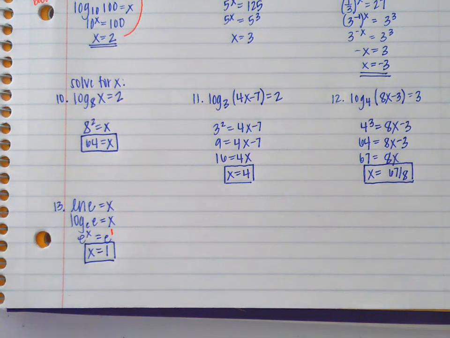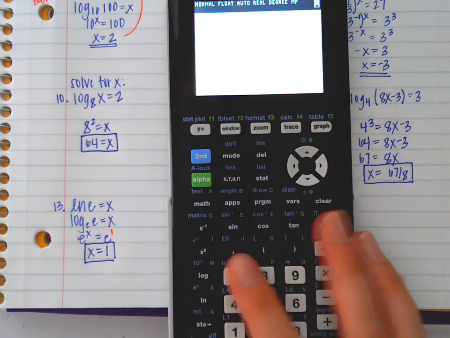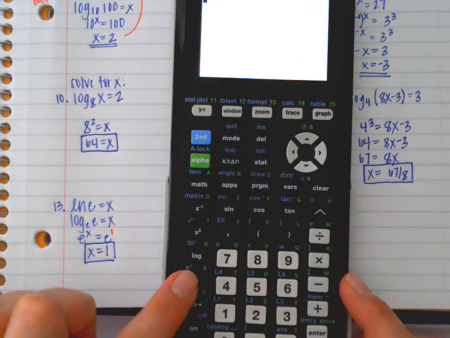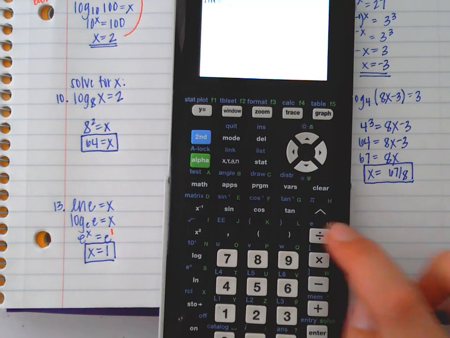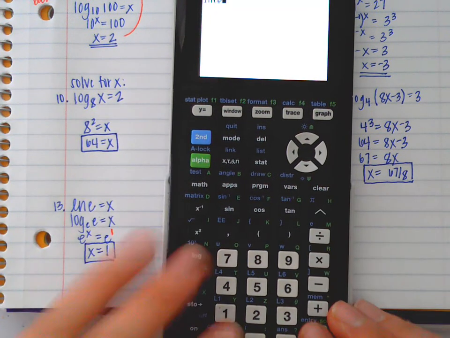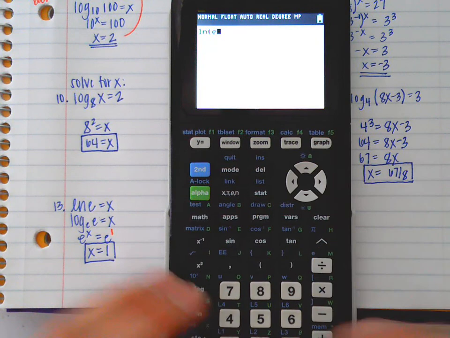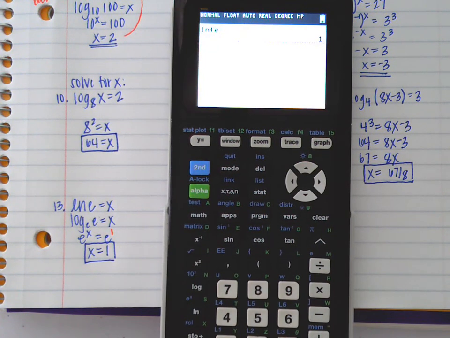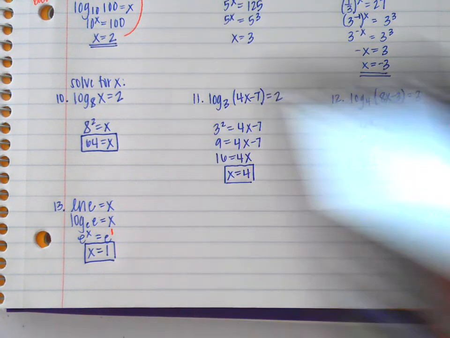Now, we can actually do that one because we have that button on our calculator. We can do it in our calculator. So if I typed in, now ln is here, and ln of e, remember e is above the division sign, equals 1. We get the same thing.